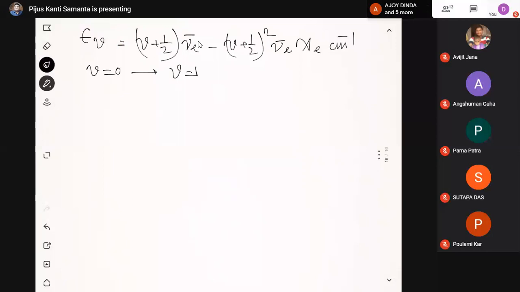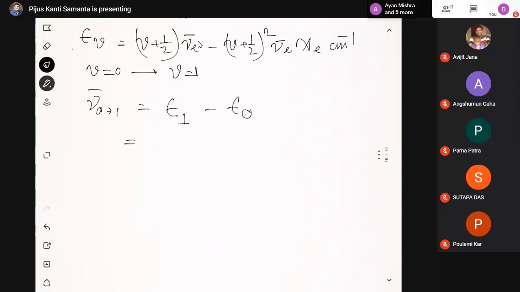Okay. So how much will be the new frequency? I'm writing the 0 to 1 whole number. So this will be equal to E1 minus E0, because we are taking the transition from 1 to 0. So if we put 1 in this equation, how will it be?